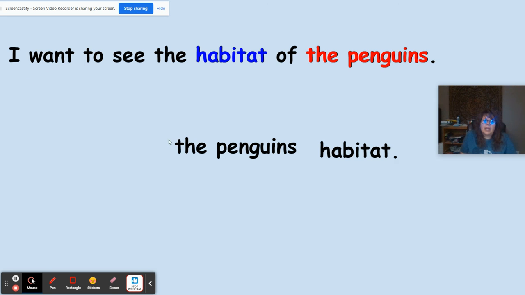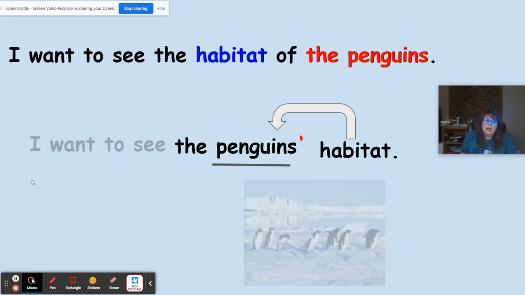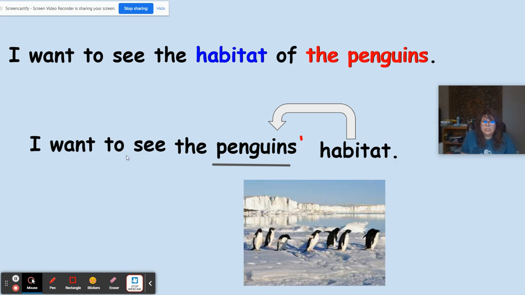Now, because the habitat belongs to the penguins, and penguins, it's with an S. That means it's plural and it ends with an S. To make it a possessive noun, we're just going to add an apostrophe. Now, to finish the sentence, because we have part of it in the beginning, I'm going to add, I want to see the penguins' habitat. And that's a correct sentence.